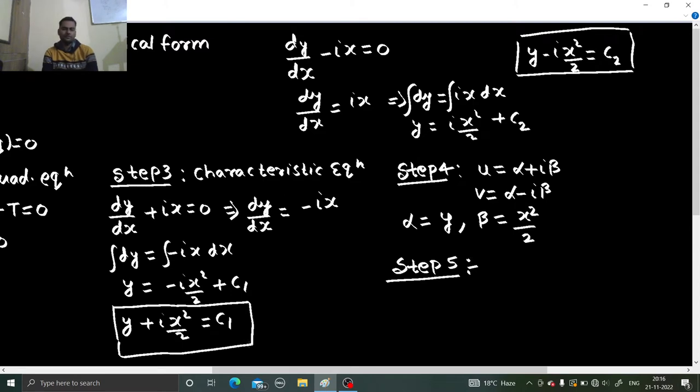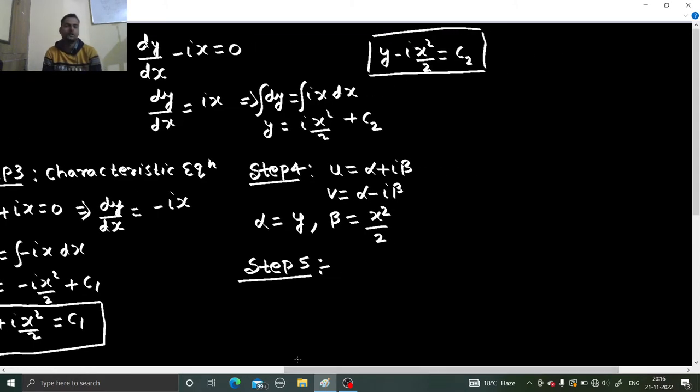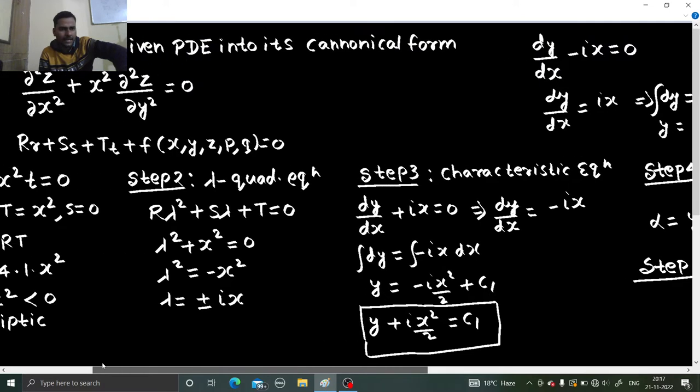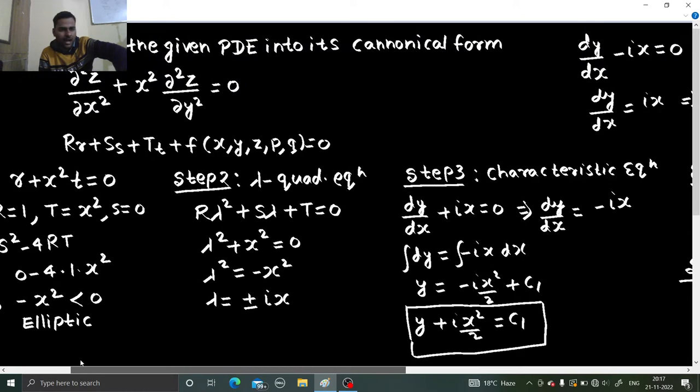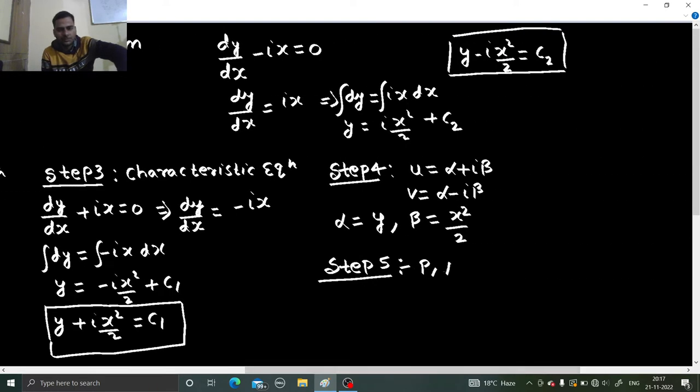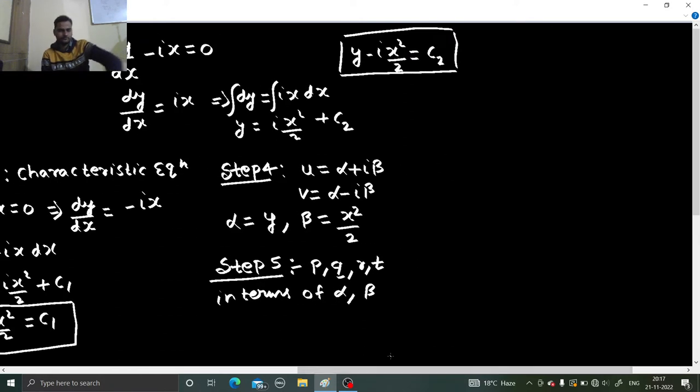In step 5, what do we do? We write the P, Q, R, S, and T, whichever is there, in terms of U and V. But for simplicity, we can say write P. What was there in this problem? In this current, P and Q we always need. And apart from that, we will need R and T. So P, Q, R and T in terms of alpha and beta this time. So let's move ahead with that.